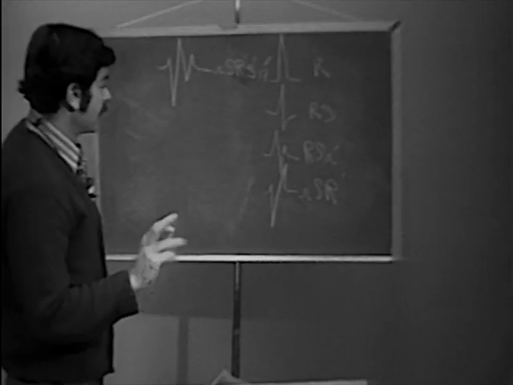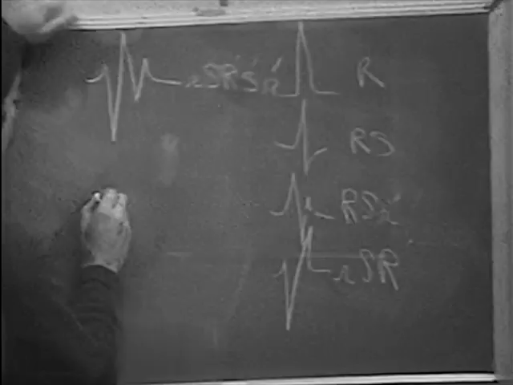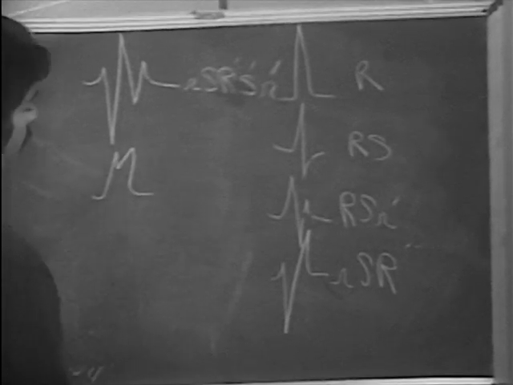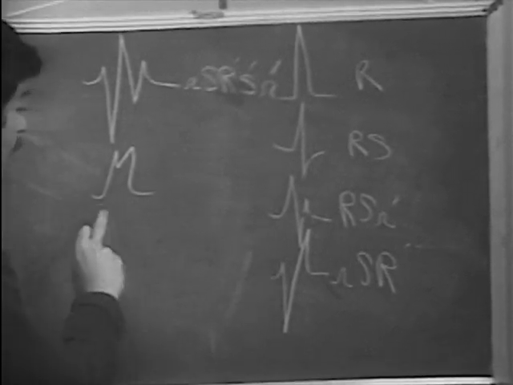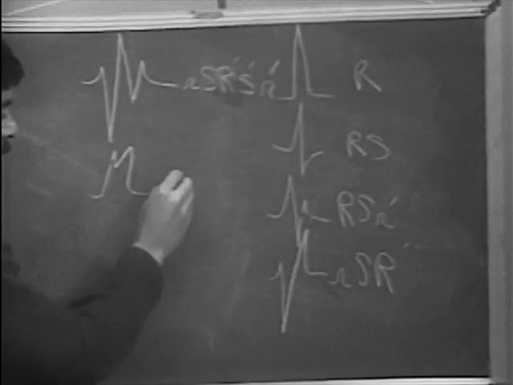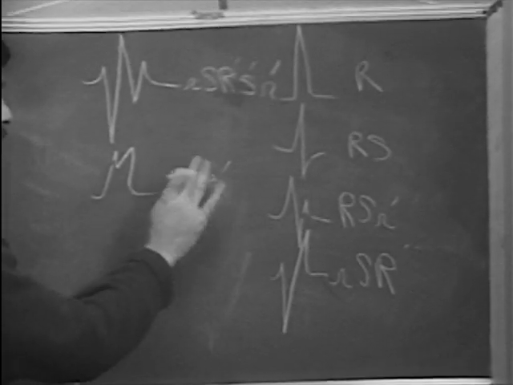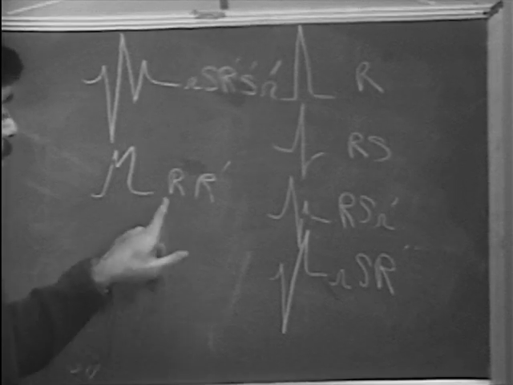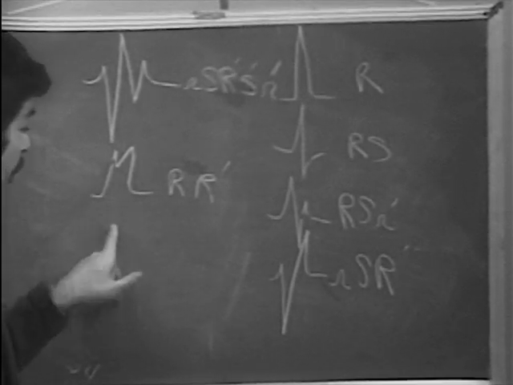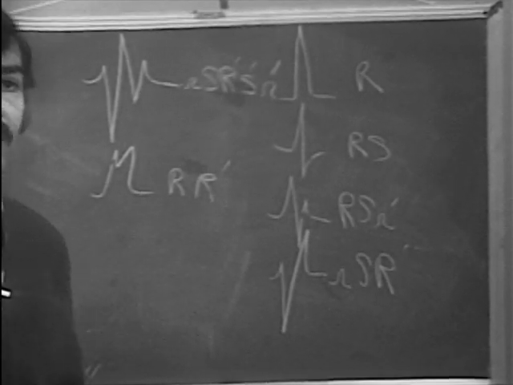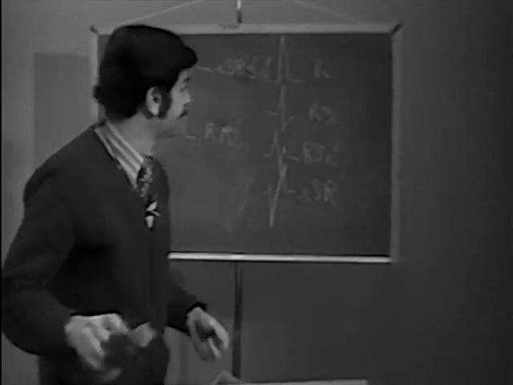Well, let's just take one more example. What would you call this, an M-shaped complex? This would be R prime. Excuse me, there shouldn't be any prime by the first R. We don't go to the negative side, so we don't get an S. We just call this an R prime.